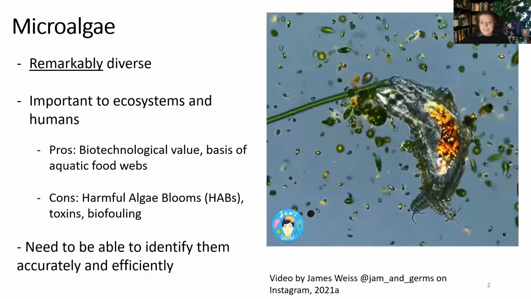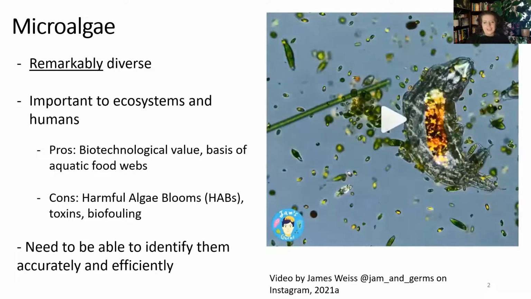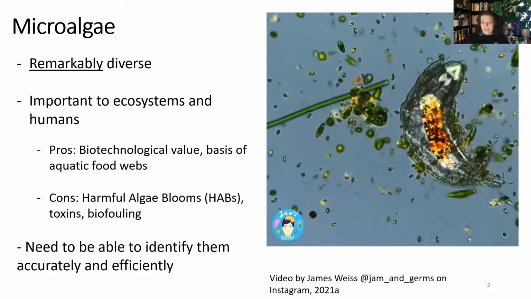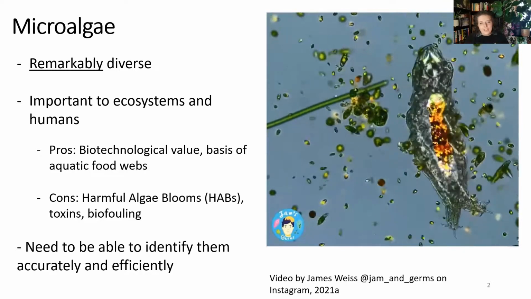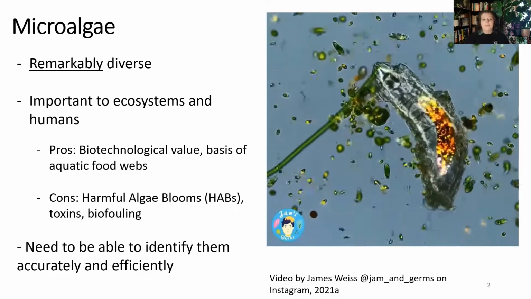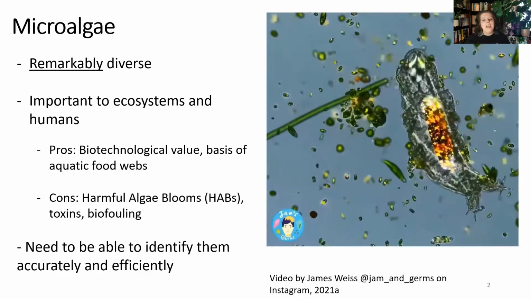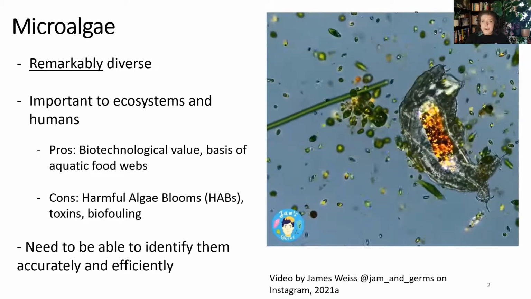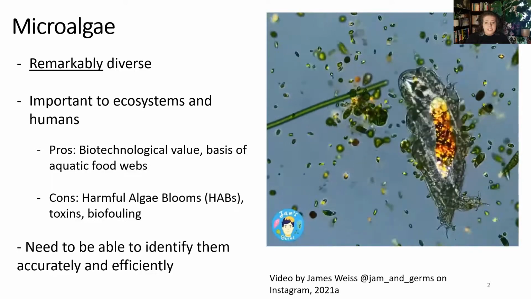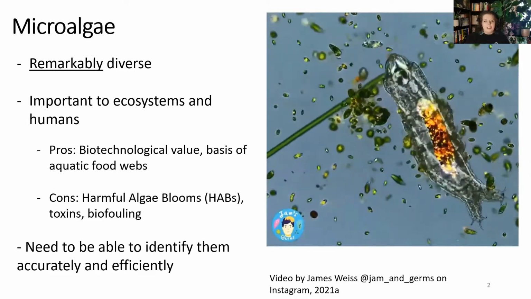The biotechnological value of microalgae is astounding, and they have applications in several industries, such as nutraceuticals, pharmaceuticals, bioplastics, biofuels, agriculture, and aquaculture. They're beneficial in ecosystems because they form the basis of aquatic food webs, as we can see in this video of a tardigrade munching on some microalgae. However, when any one species grows out of control in an ecosystem, we can see harmful algae blooms, or HABs, which have tons of negative ecological consequences, like the creation of anoxic zones and fish die-offs.